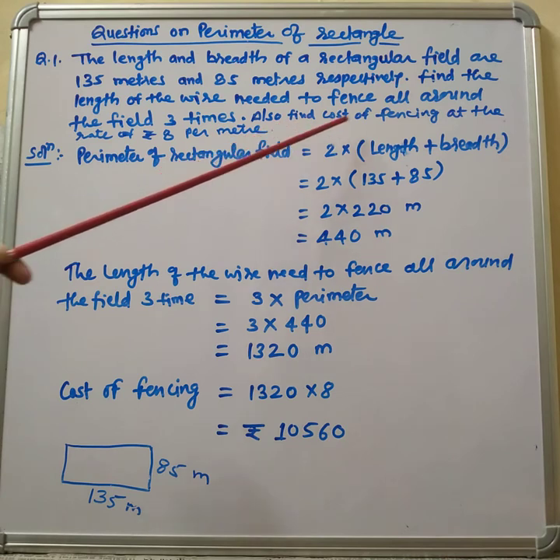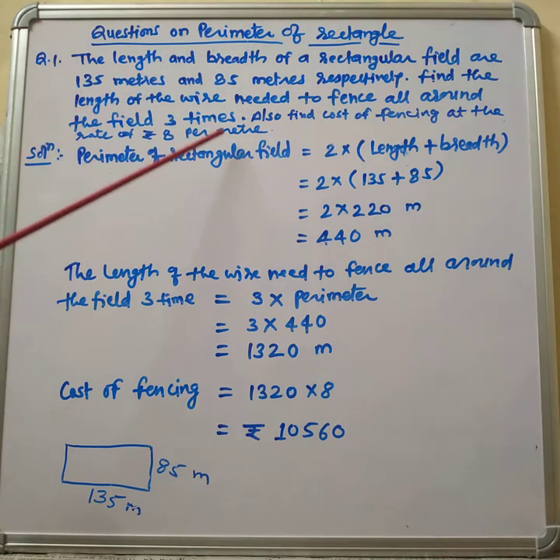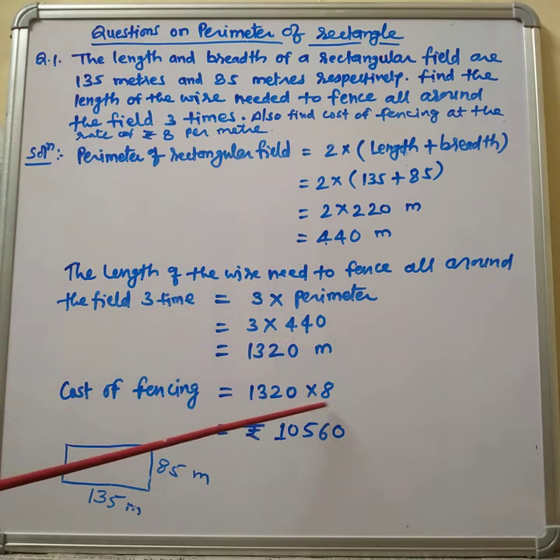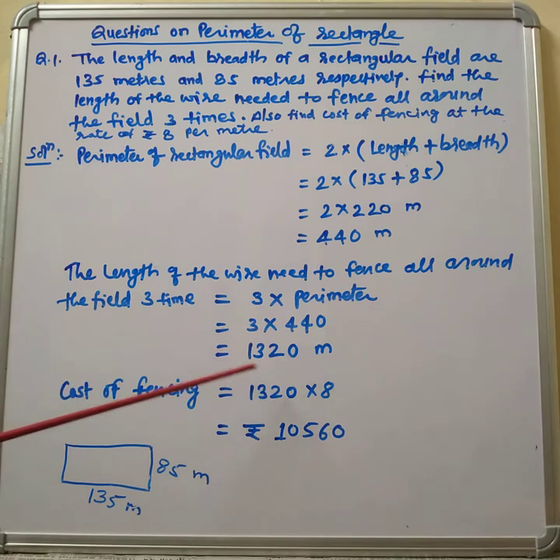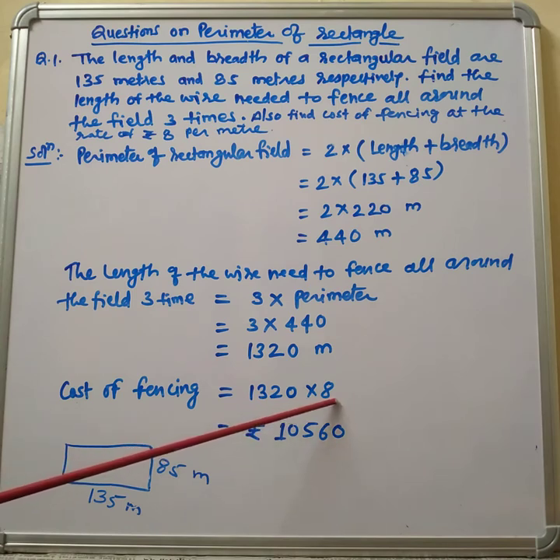Now, we have to find the cost of fencing at the rate of rupees 8 per meter. The cost of fencing of 1 meter is equal to 8 rupees. Clear? So, we needed fencing of the rectangular field 3 times. Three times means how much length? 1320 meter of wire is needed to fence the rectangular field. So, the cost of fencing is equal to 1320 multiplied by 8.